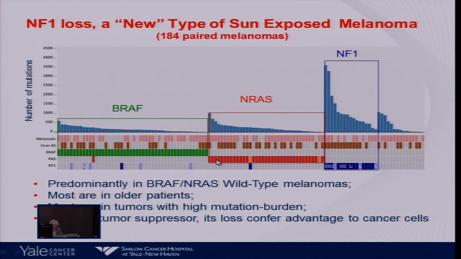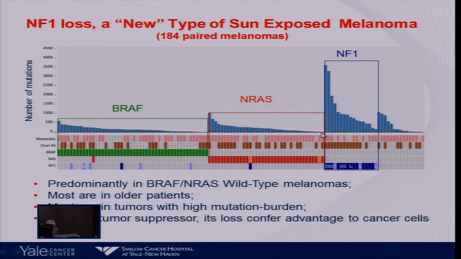Another 20 to 25% have the NRAS mutation, that are these bars, and you can see how they are mutually exclusive. There is only one here that has an NRAS and a BRAF mutant. And then on this side, where there is no BRAF and no NRAS mutation, you have the NF1 mutation. The characteristic of the NF1 mutant melanoma is that they are predominantly BRAF NRAS wild type. They are predominantly in older individuals, and they are mostly in tumors that have very high mutation to begin with. Again, these are the ones that I showed you before that reached 3,500. So it's a kind of mutation that probably happened later in the process of the malignancy.